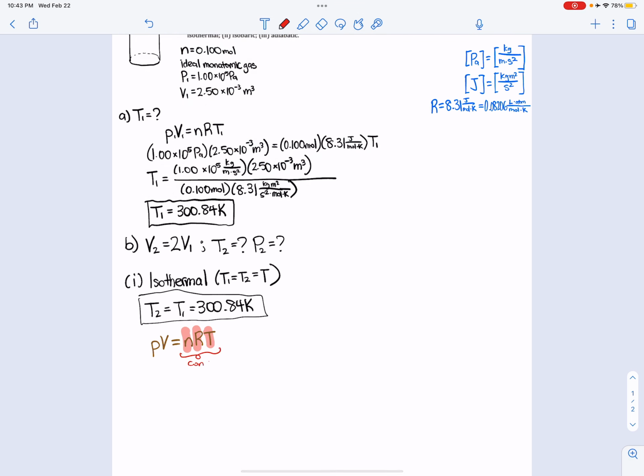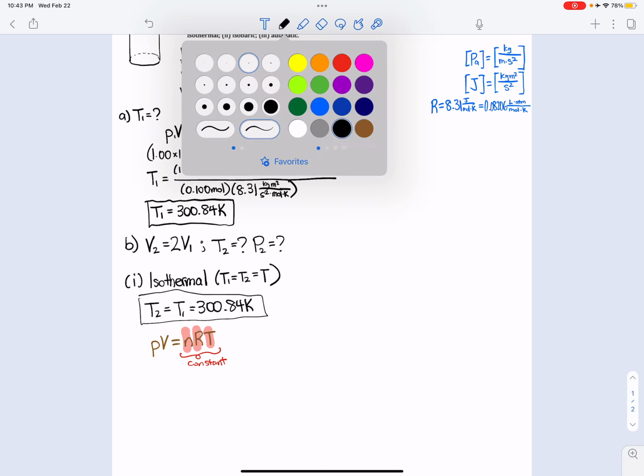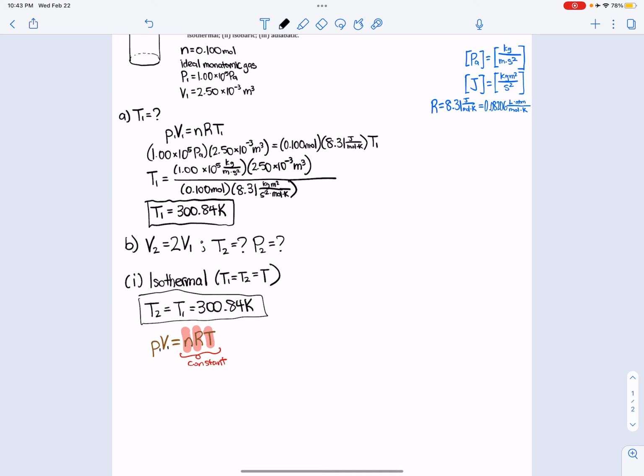If these are constants, let's say that in the initial scenario we have P1 and V1 equals some constant. In the final scenario, we have P2 times V2 equals that same constant. So, therefore, for an isothermal process, P1 V1 would equal P2 V2, which is just equal to the constant nRT, right?